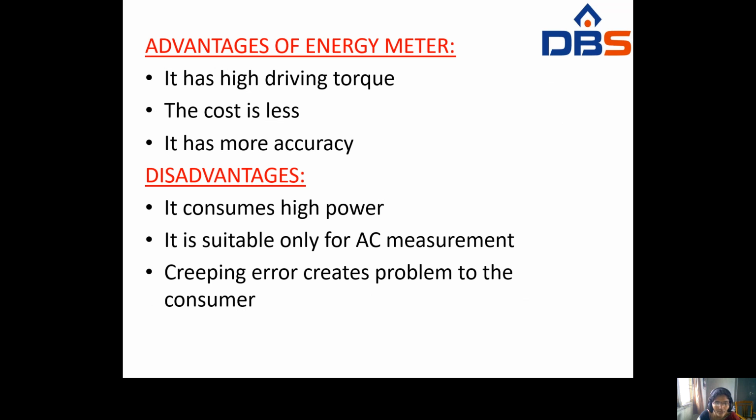Coming to the advantages of the energy meter: it has high driving torque, the cost is also less, and it has more accuracy. Coming to the disadvantages: it consumes high power, and it is suitable only for AC measurement. Creeping error creates problems for the consumer. To reduce creeping errors, you use the braking magnet. These are the advantages and disadvantages of the energy meter.